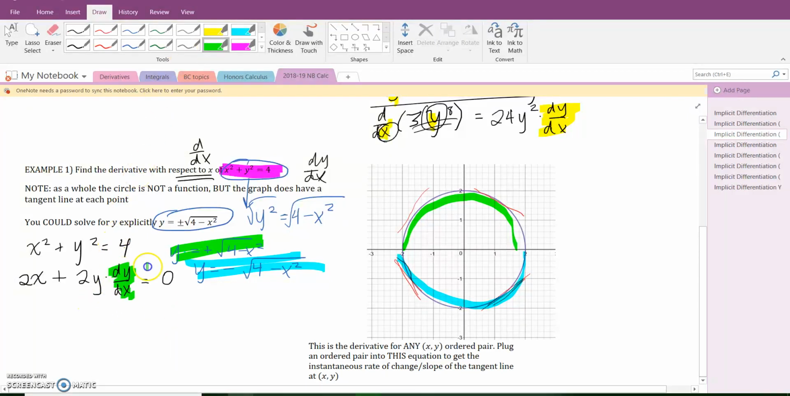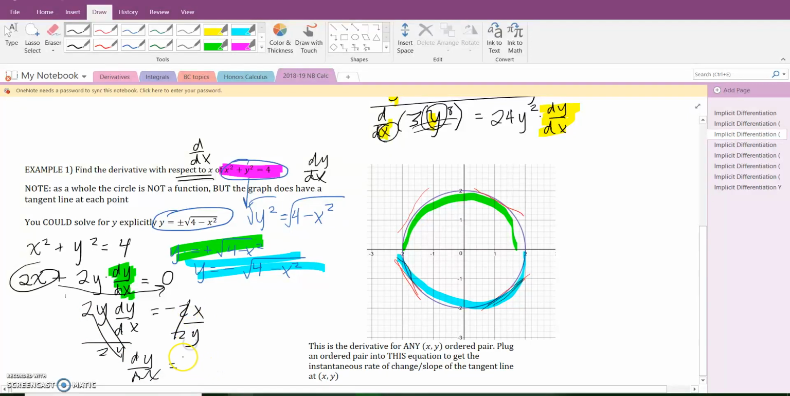So I need to get dy dx alone, and I'm going to subtract 2x from each side, so I'm moving this to the other side. Then I can divide by 2y. That cancels. So I have dy dx equals, and I'm going to cancel the 2's, and I get negative x over y. So negative x over y represents the derivative at any xy ordered pair. So if you wanted an actual tangent line at a point, all you'd have to do is plug in an actual ordered pair, and you would get the instantaneous rate of change, or derivative, or slope of the tangent line.